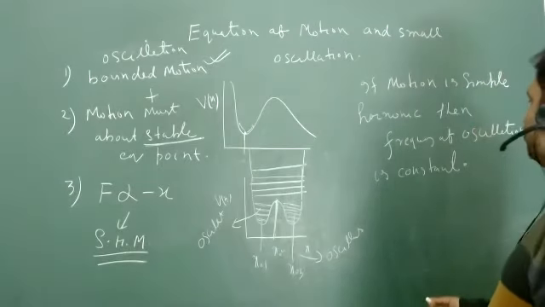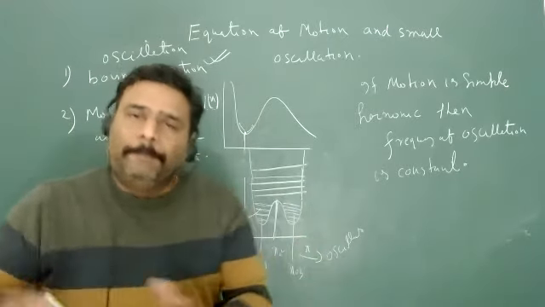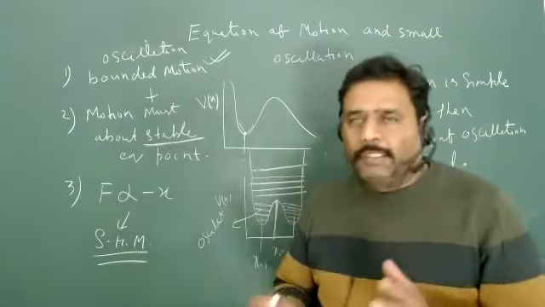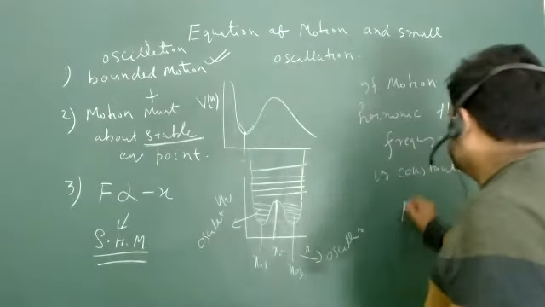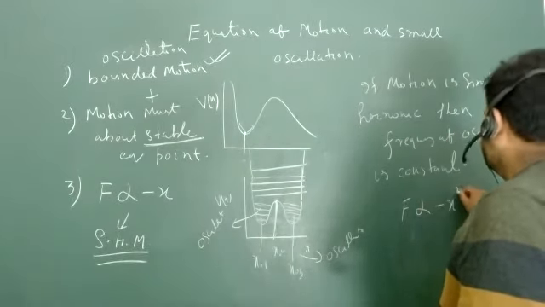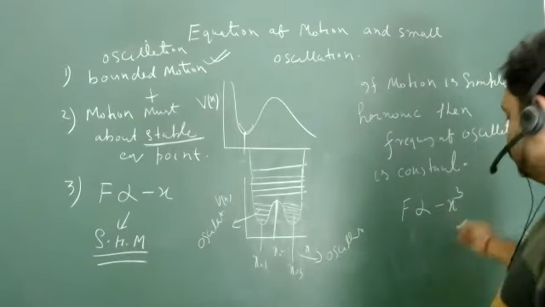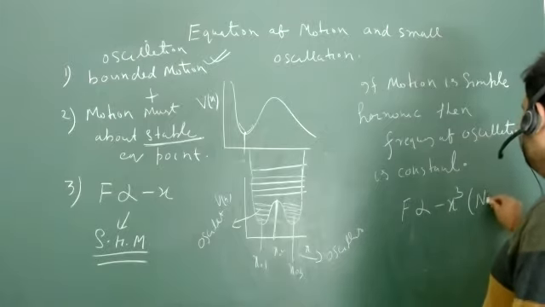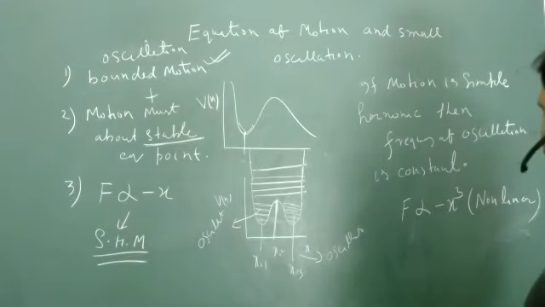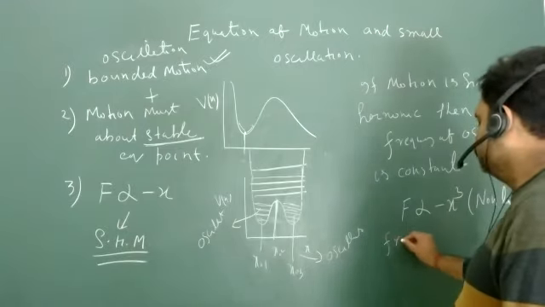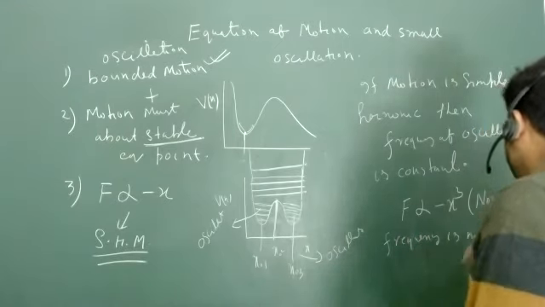Suppose the motion is not simple harmonic. Maybe there is a restoring force, some bounded motion, and motion about the stable equilibrium point, and you can have this sort of force: F is proportional to minus x cubed. Is this linear or non-linear? This is non-linear. If this is non-linear, then your frequency is not constant.